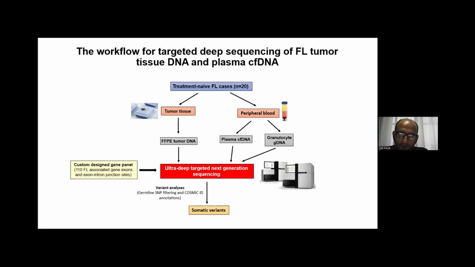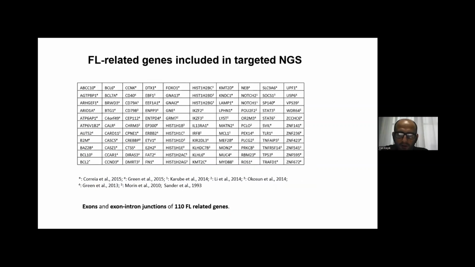We filtered the germline single nucleotide polymorphisms. That's why we had the granulocyte genomic DNA from the patient as the patient-matched sample. And we identified the somatic variants. So these are the list of the 110 genes actually. We very carefully collected the list of genes based on previous publications on follicular lymphoma tumor samples. These mutated genes were identified mostly through NGS, but some of them were identified by Sanger sequencing as well.